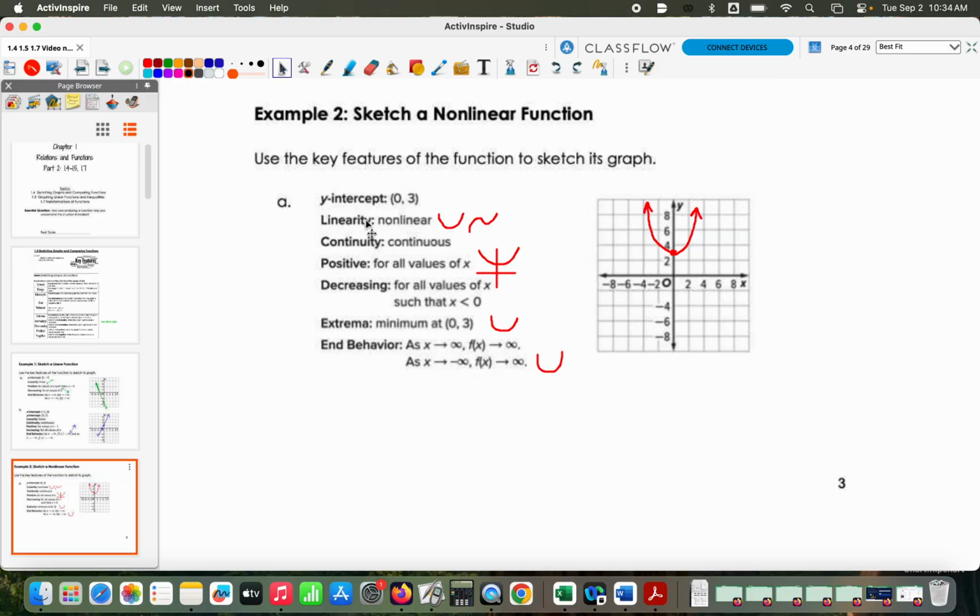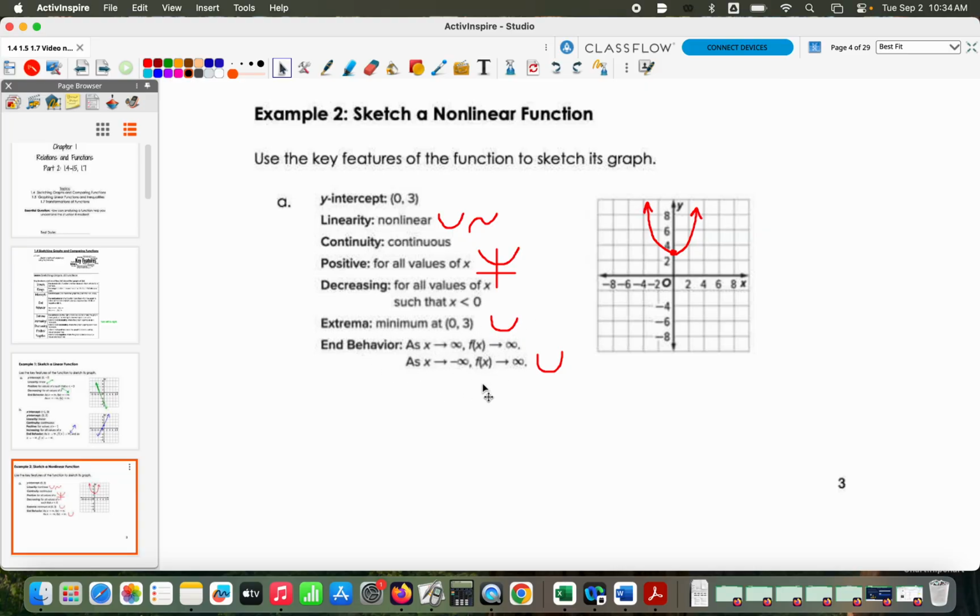So I know this one's going to be nonlinear is what they're telling me. The linearity is nonlinear. So it may be a parabola or some sort of cubic graph or curve. Okay, let's start with this y-intercept of (0, 3). Okay, we got that. I put a point there. It is continuous, so not broken up. It's positive everywhere. So I know the entire curve, whatever it is, has to be above. So it's likely both ends go up.